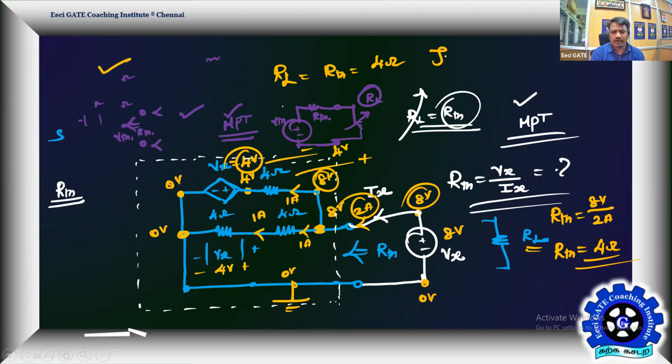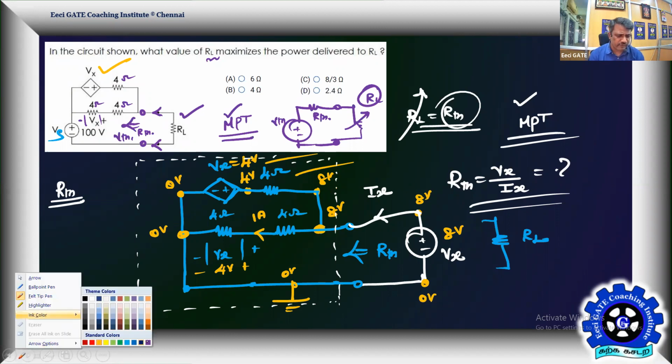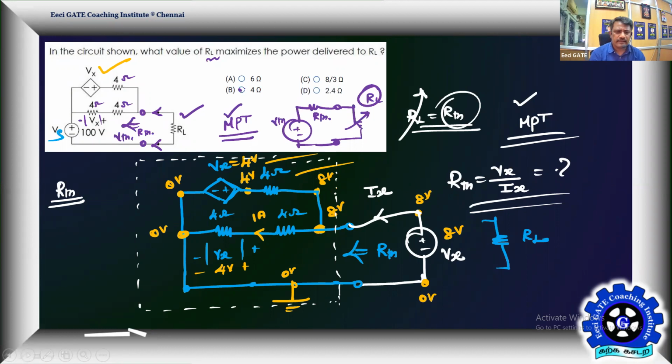4 ohm for maximum power transfer to whom? Maximum power transfer to whom? RL itself. So the best answer for this problem is 4 ohms. That's your answer. Only the fundamental should convince you. Option B is the answer for this problem. That's an interesting 2 marks.